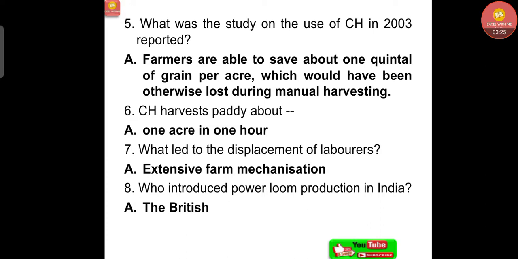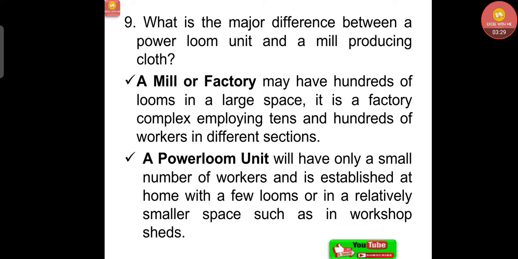Who introduced powerloom production in India? The British. What is the major difference between a powerloom unit and a mill producing cloth? A mill or factory may have hundreds of looms in a large space. It is a factory complex employing tens and hundreds of workers in different sections. Now a powerloom unit will have only a small number of workers and is established at home with a few looms or in a relatively smaller space such as in workshop sheds.